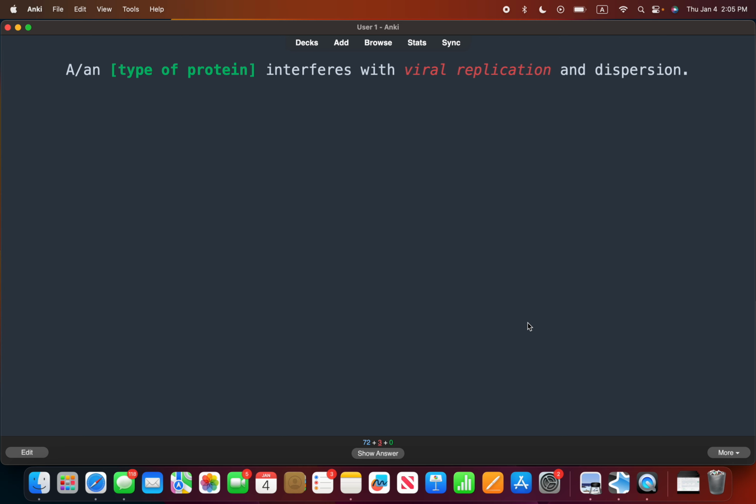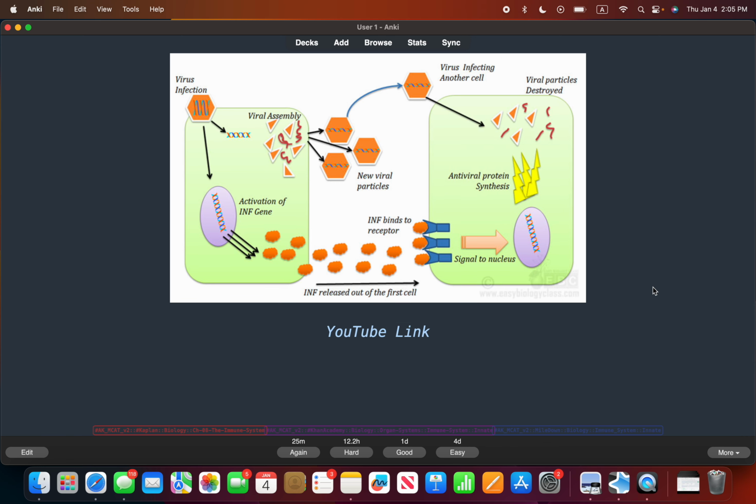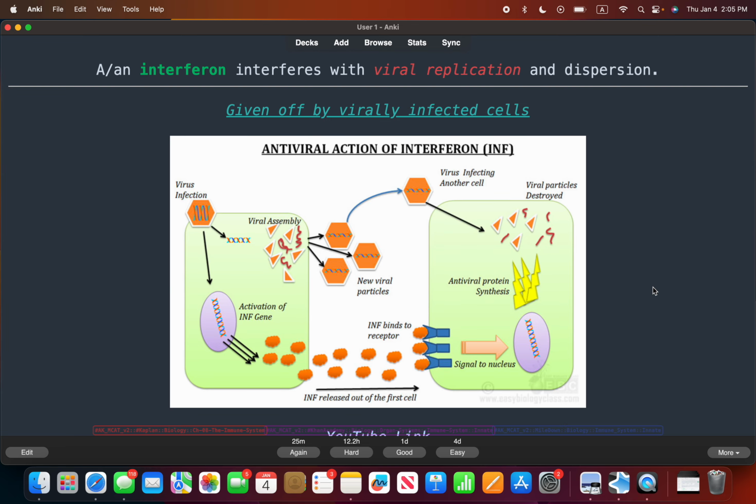A type of protein interferes with viral replication and dispersion. It is the interferons that interfere with the viral replication and dispersion. So these interferons are given off by the infected cells.